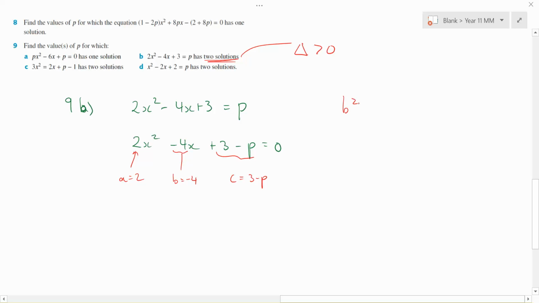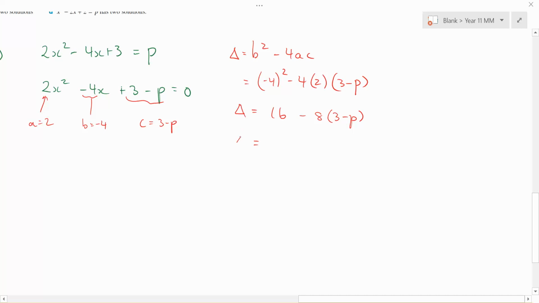So the discriminant equals b squared minus 4ac. b squared is negative 4 squared, minus 4 times a, which is 2, times c, which is 3 minus p. Simplify this, and this gives you 16 minus 8 times 3 minus p. And this gives me discriminant equal to 16 minus 24 plus 8p. And 16 minus 24 is negative 8. So that's 8p minus 8.